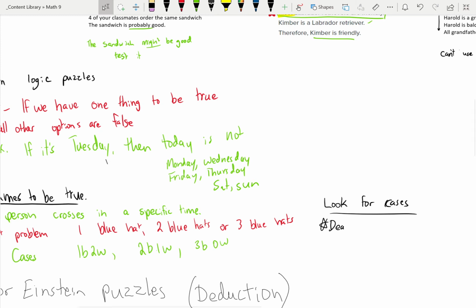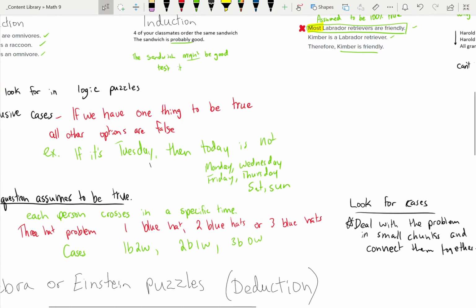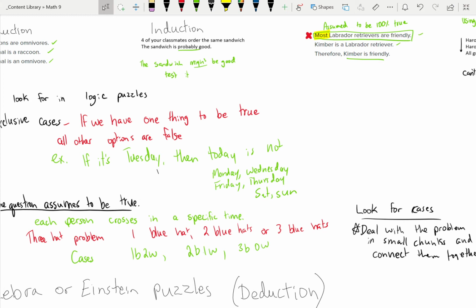Or another way I can think about this is deal with the problem in small chunks and connect them together. So for example, that 3 hat problem is an example of both an induction and a deduction problem. You are using the information that's given to you to make certain deductions. Like, for example, pretty much all of you got, if there was 1 blue hat, that person would see 2 white hat people and they could immediately know, because of these rules, that their hat must be blue. Now this is part induction, part deduction. Induction by the fact that they are making a conclusion that may or may not be wrong, but based on the information that they've been given is the best answer. But they are also using deductive rules and deductive reasoning to rule out what is not the case.